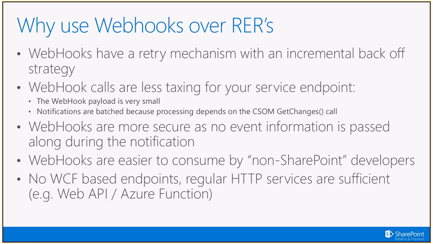Compared to remote event receivers, webhooks are less taxing for your service endpoint, because we call them less, essentially, because we're batching changes. If you upload 100 documents, we only send you one notification. Second is that the payload that we sent you, you saw the message, the JSON, it's peanuts. It's just a few bytes of data that you get. Which also means that they're more secure, because we're not sending any specific context about the change. So if someone would sniff the data, it wouldn't give them any value.